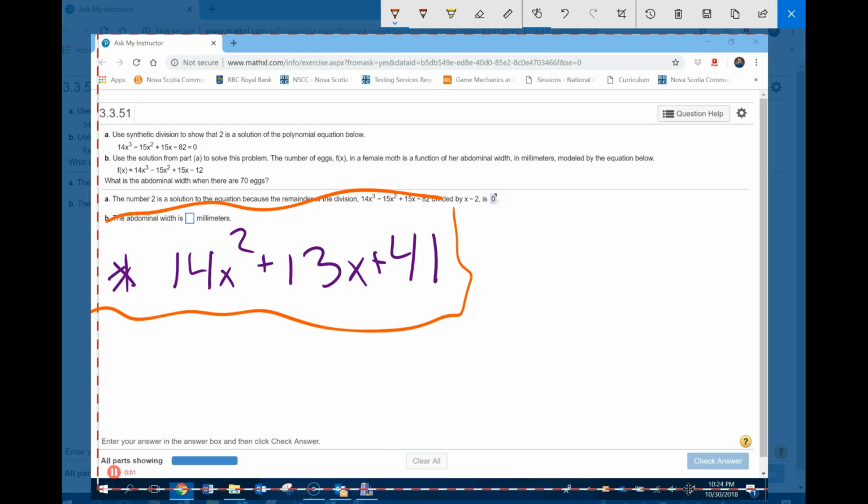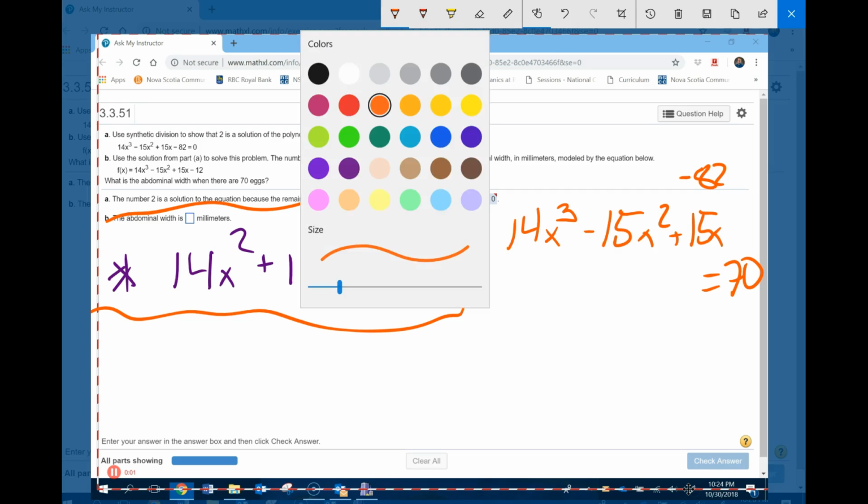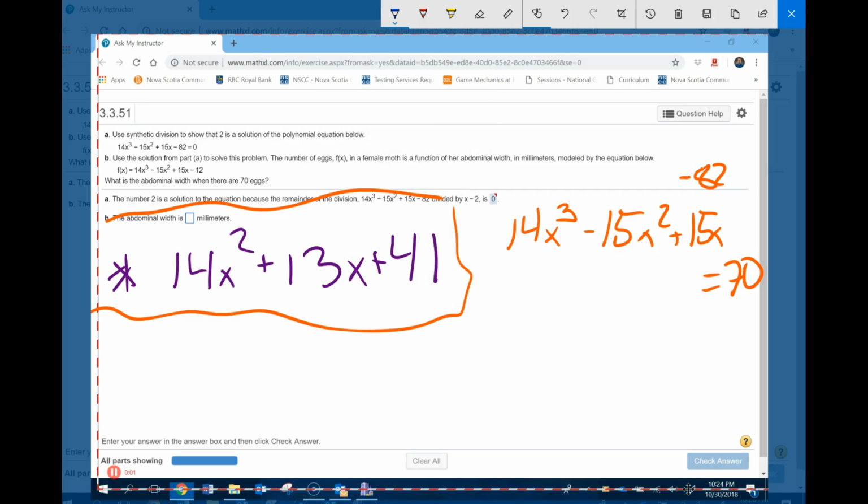I'm going to take our original equation, which was 14x cubed minus 15x squared plus 15x minus 82. And that's going to equal, I'm running out of room, it's going to equal 70. So check out what happens here. And this is kind of like a cookie cutter deal. We still want to have this be 0, right? So let's do some order of operations now.